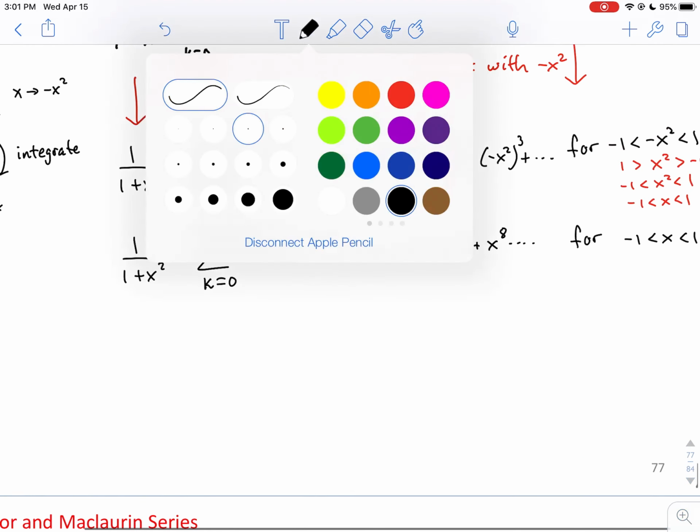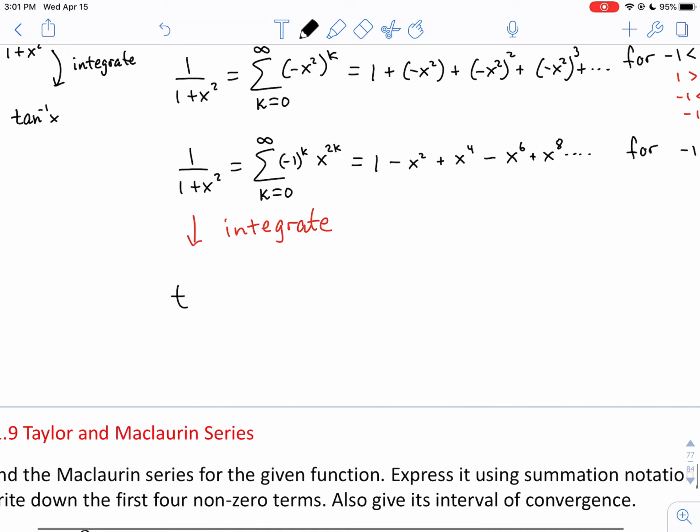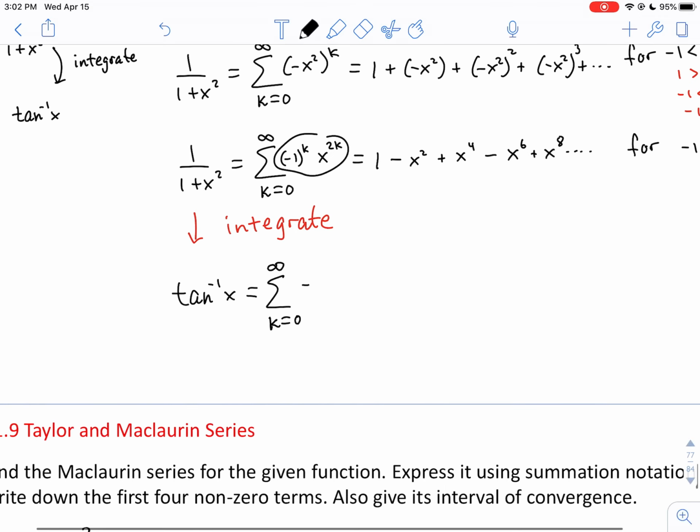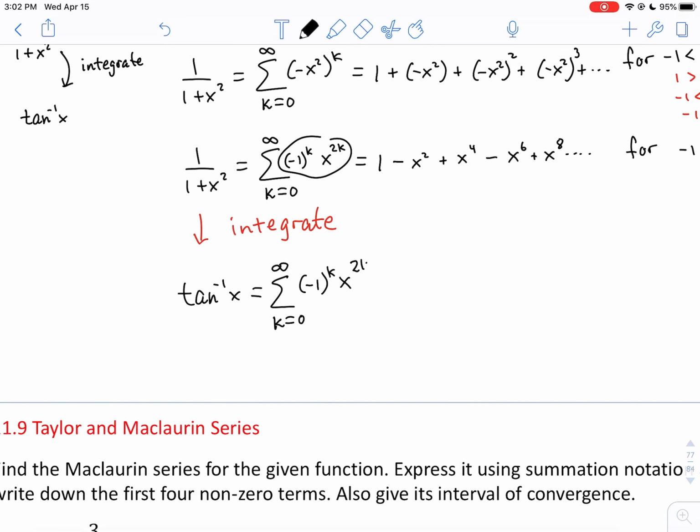Now we're going to do the integral. Okay, anti-differentiating 1 over 1 plus x squared takes us to arctangent. We're going to anti-differentiate this with respect to x. k is a constant as far as x is concerned, so the negative 1 to the k will still be there. But for the antiderivative, we use the reverse power rule: we get a power that's 2k plus 1, and then you divide by that new power.